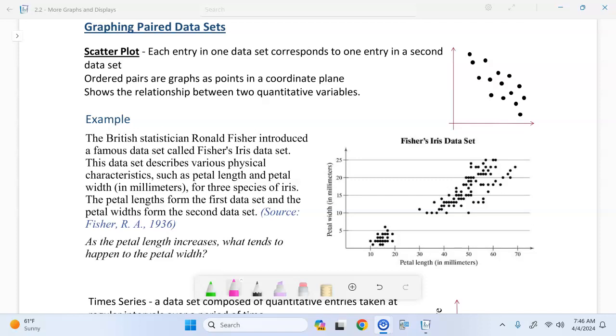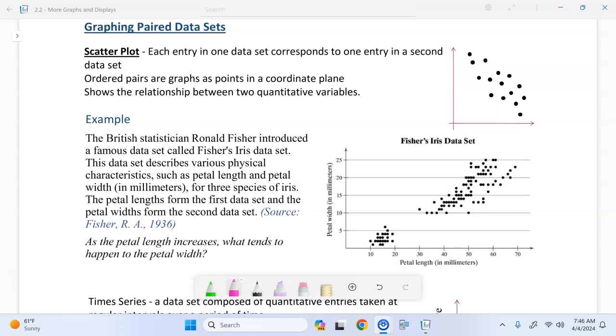We're going to look at two more common displays of data, paired data sets. So the first one being a scatter plot. Each data point corresponds to another data point, and so we use that as X and Y axis. So we're not really graphing frequency, but we're graphing relationships between one variable and another.